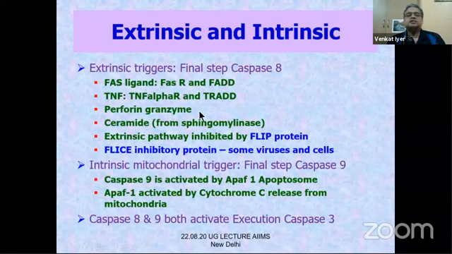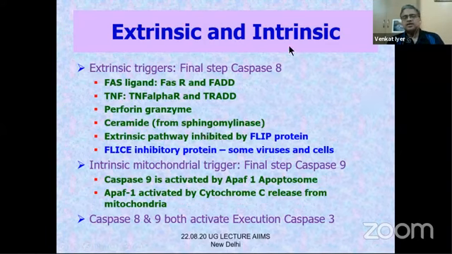There are many other triggers evaluated in cell cultures and in living animals, one of which is ceramide, but there are many others that can also activate the extrinsic triggers. And the extrinsic pathway also has some inhibitors like the FLIP protein. So some viruses and cells can express more of this FLIP protein or its analogs, which prevent apoptosis.